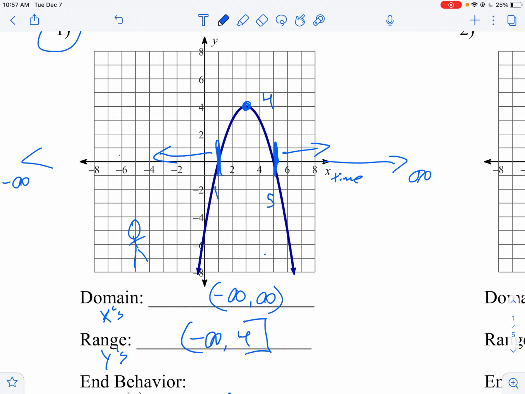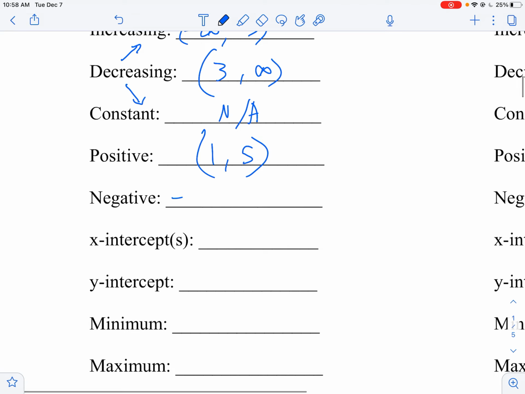And so this is from negative infinity to 1, and this is from 5 to infinity. And so that makes our intervals there. We write both: negative infinity to 1, and then from 5 to infinity. And then something to mention, if you have more than one interval for a single property, you put a U there to combine them together, saying they're both involved in your answer.